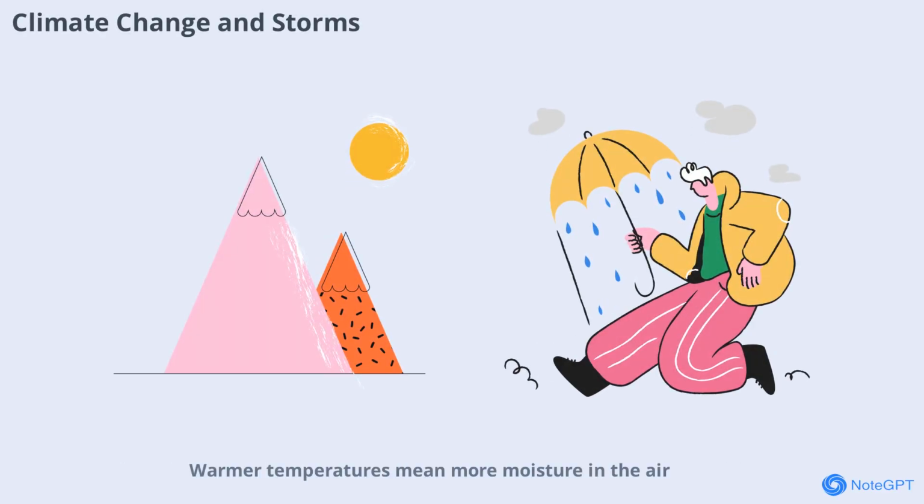Climate change is affecting thunderstorms in many parts of the world. Warmer temperatures mean more moisture in the air, which can lead to more frequent and intense storms. Scientists are studying how changing weather patterns might increase the risk of severe weather, including heavier rainfall, stronger winds, and more lightning. Understanding these trends is crucial for preparing communities and adapting to a changing climate.